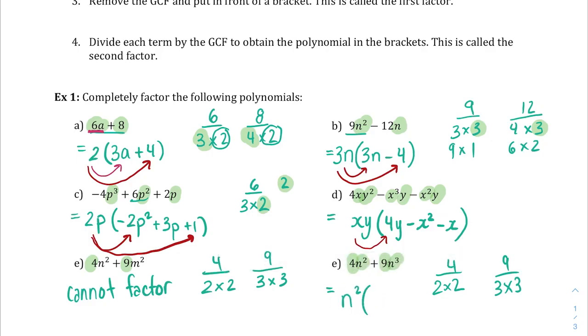So now let's complete our factoring. So n squared times what will give us 4n squared. That's 4. Quickly check. N squared times 4, 4n squared. Good. And n squared times what will give us 9n cubed. That would be 9n. Wow, great.